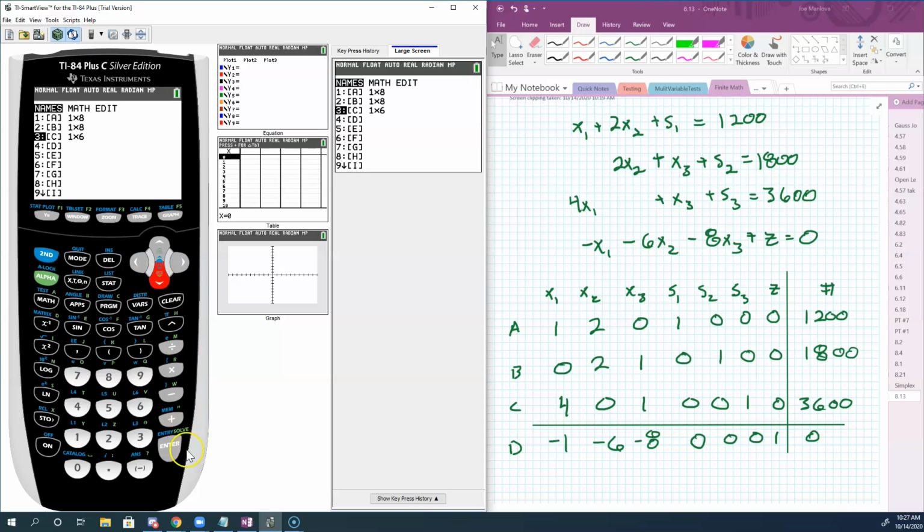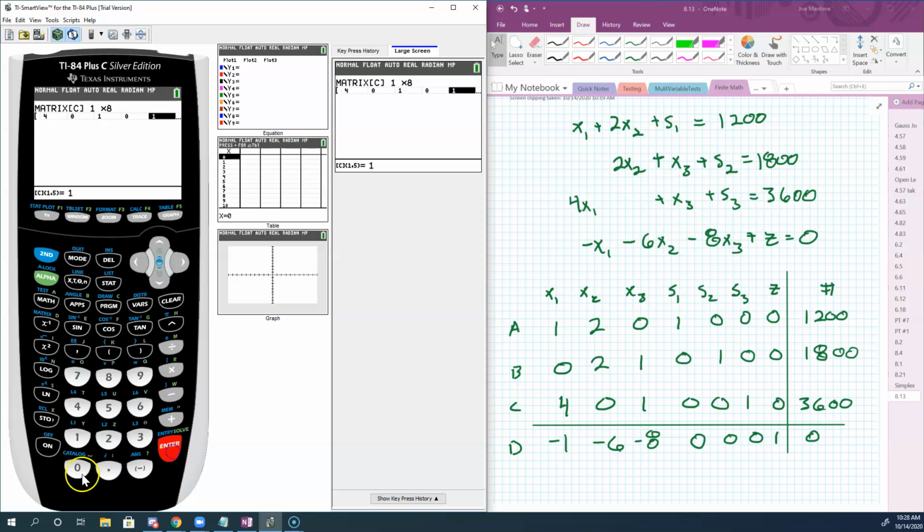Let's go put in matrix, drat. That's still not editing it. We need to edit matrix C, 1 by 8, and needs to contain 4, 0, 1, 0, 0, 1, 0, 3600.